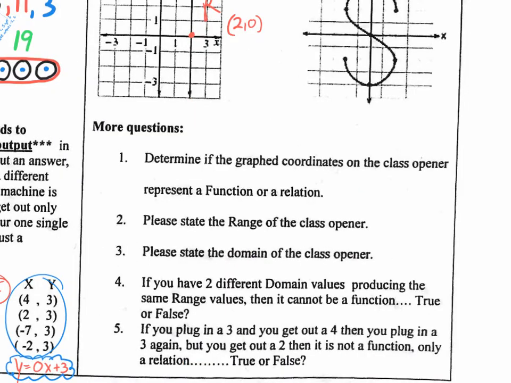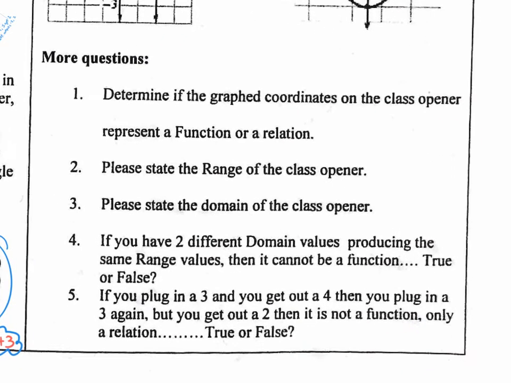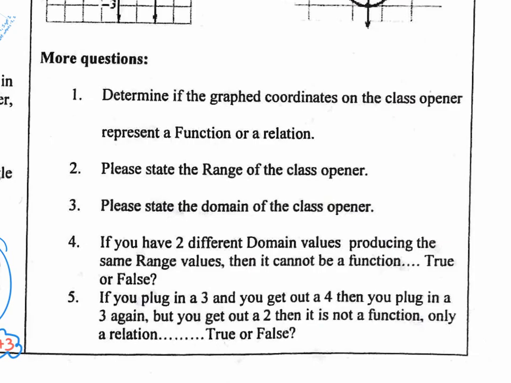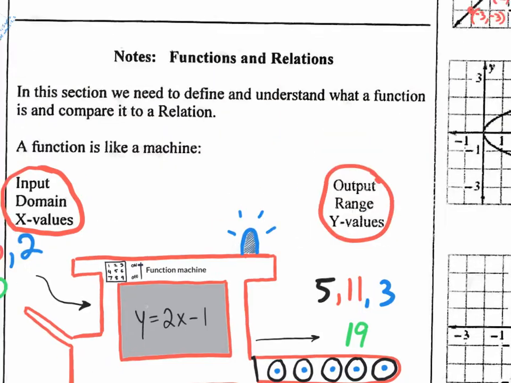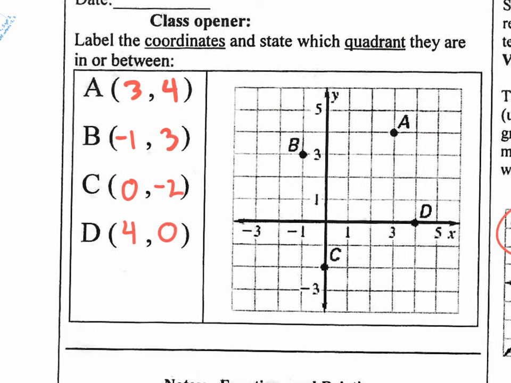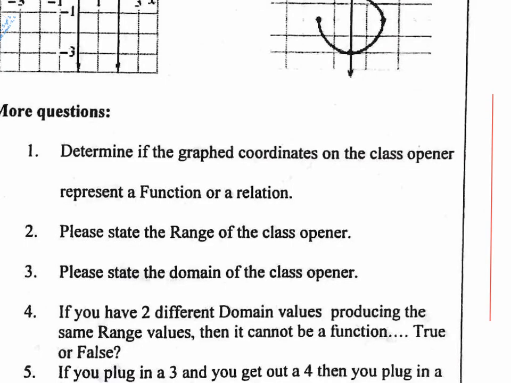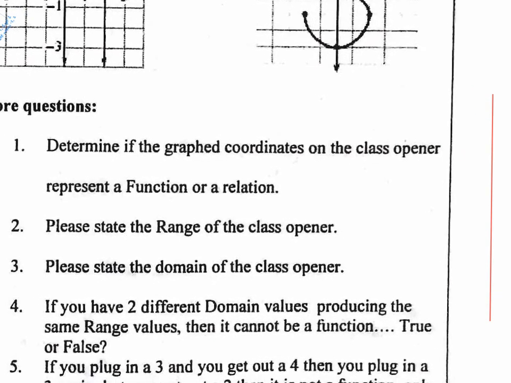Jumping down to the bottom of the page, it says determine if the graphed coordinates on the class opener represent a function or a relation. So if we go up here to the class opener, does it pass the vertical line test? If I run my vertical line, is there more than one dot on my vertical line? No. So does it pass the vertical line test? Yes. So is it a function? Yes, it's a function. So number 1, it is a function, not a relation.